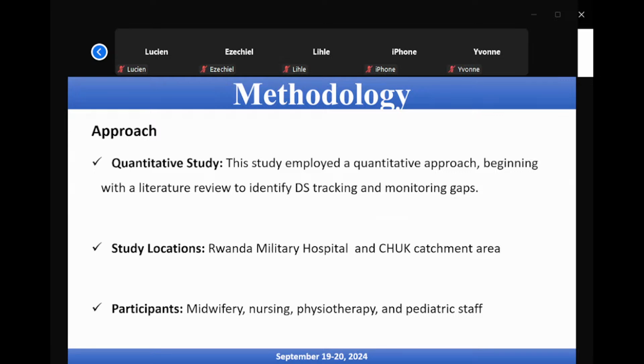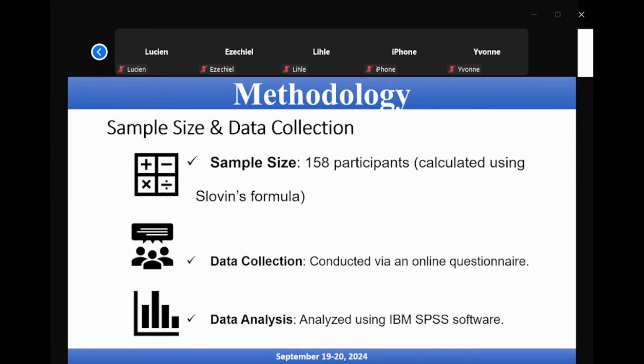First of all, we conducted a quantitative study, a feasibility study, to know whether healthcare providers can accept this and have adequate resources to use this system. We worked with the health facilities under the catchment area of Rwanda Military Hospital, and we conducted it among people who interact with newborns: midwives, nurses, physiotherapists, and pediatricians. To find the number of participants, we used the Slovin formula.